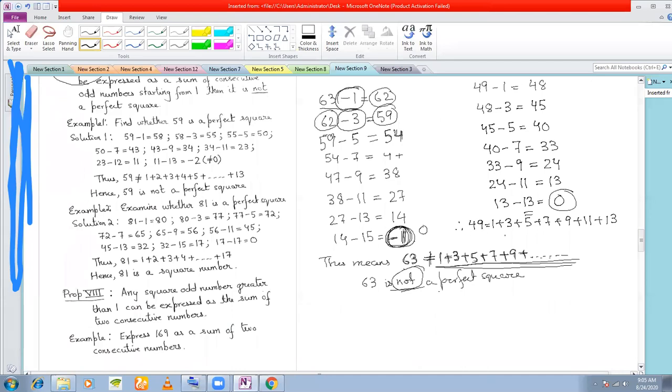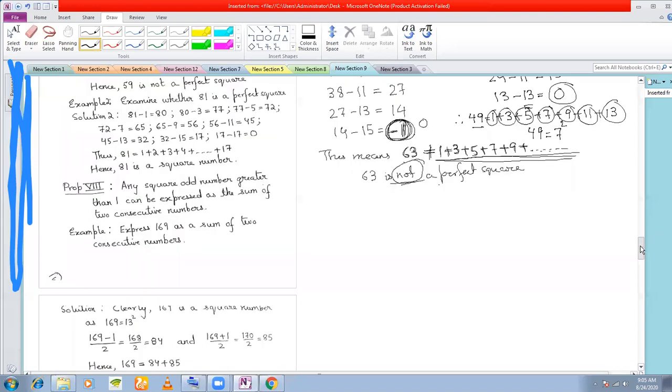What you observe here is that 49 has been written as a sum of these consecutive odd numbers. How many consecutive odd numbers are there? 1, 2, 3, 4, 5, 6, 7. Therefore, 49 can be written as 7 square. Understood? Let's take one more example to illustrate this.